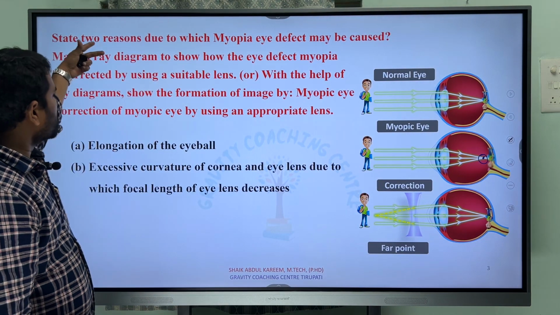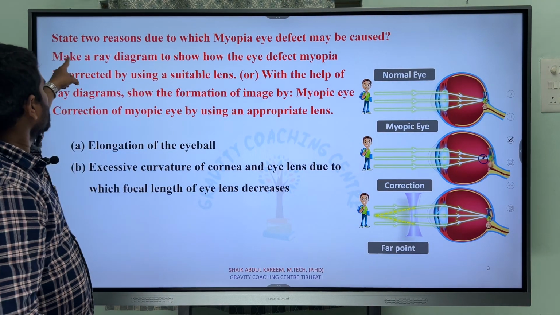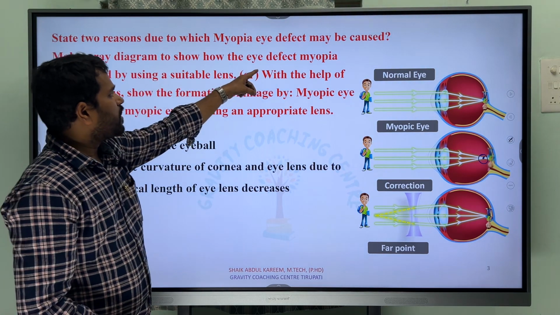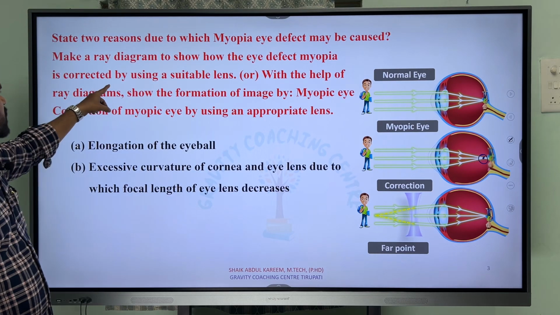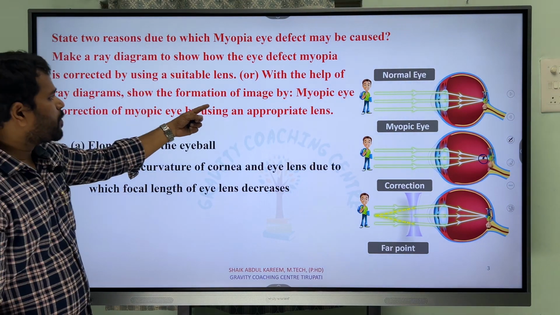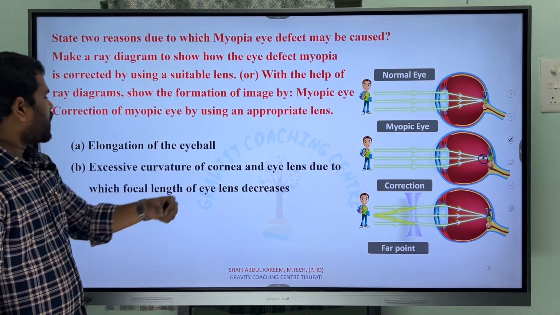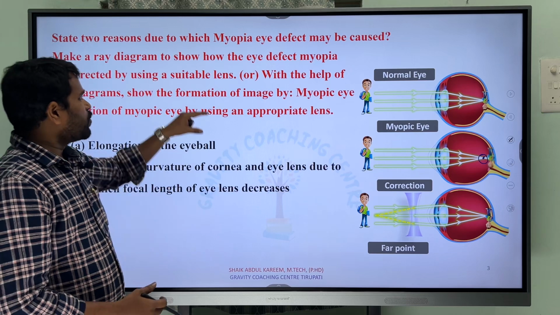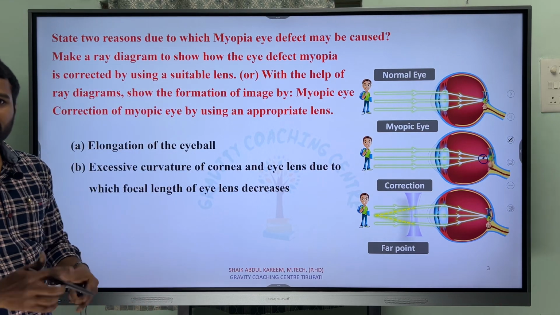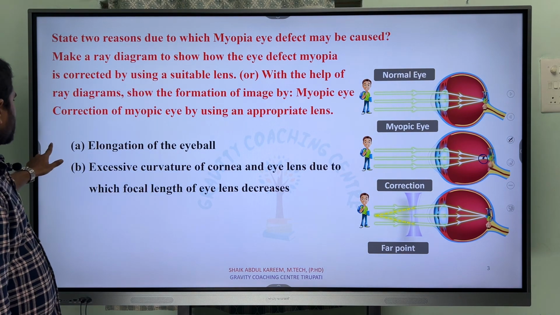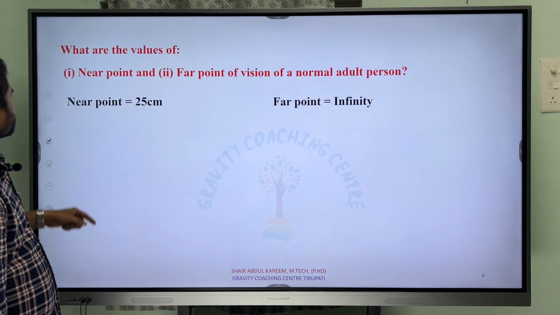This is regarding this eye defect, myopia. So in the exam, the questions can be of this way. They will ask you, make a ray diagram to show how the eye defect myopia is corrected using suitable lens, or with the help of ray diagrams, show the formation of image by myopic eye, correction of myopic eye by using an appropriate lens. So both of them are of the same kind of questions. They will just twist, that's all. Okay, let us move to the next question.